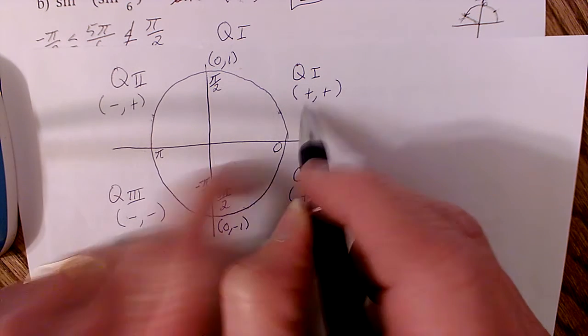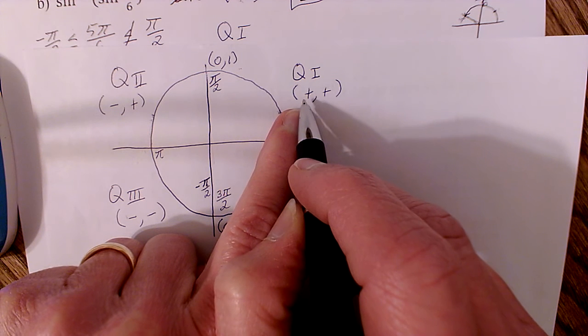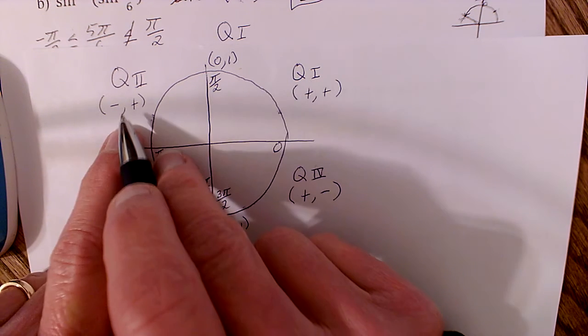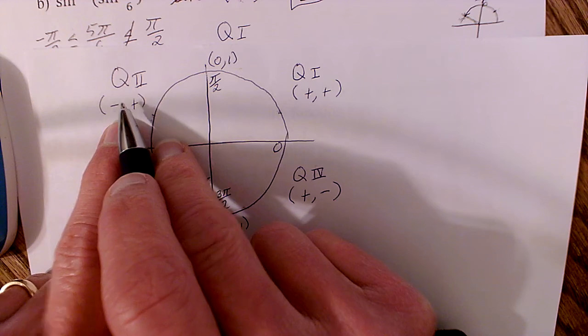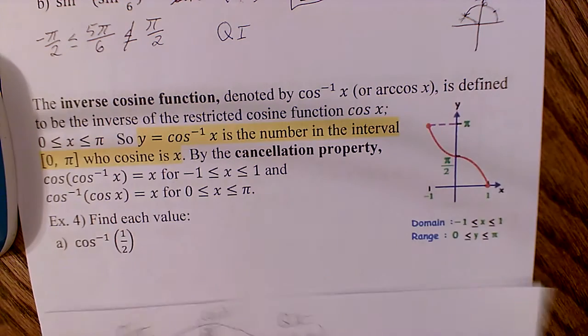Cosine refers to the x value, so if we've got a positive value that we're looking for, we'll think of an angle in quadrant 1. If the value that we're plugging into the inverse cosine is negative, then we'll look for an angle that's in quadrant 2 to satisfy that.